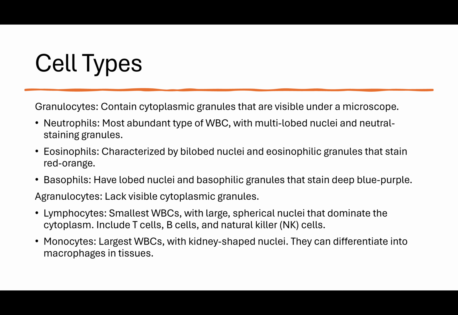Our agranulocytes are the ones that are not granular. They lack visible cytoplasmic granules. So our lymphocytes have spherical nuclei that dominate the cytoplasm. They include our T cells, B cells, and natural killer cells. And our monocytes are the largest type of leukocyte with kidney-shaped nuclei. They can differentiate into macrophages. So in module 3, we hit on all of these maturation processes.